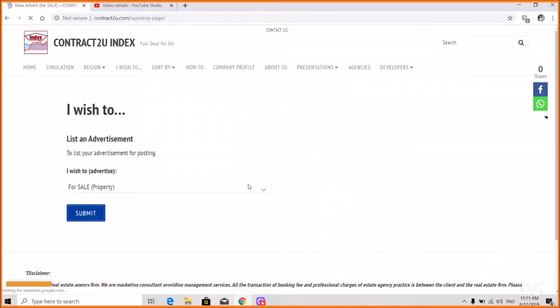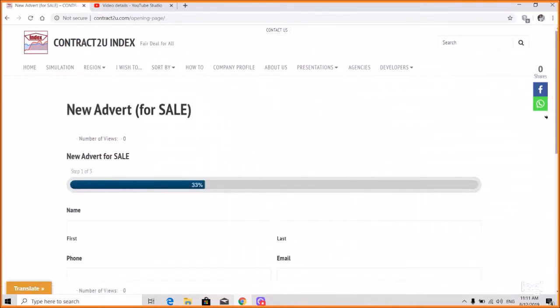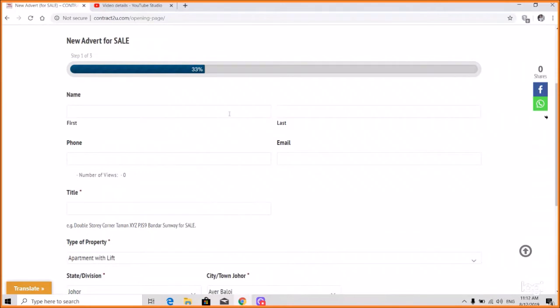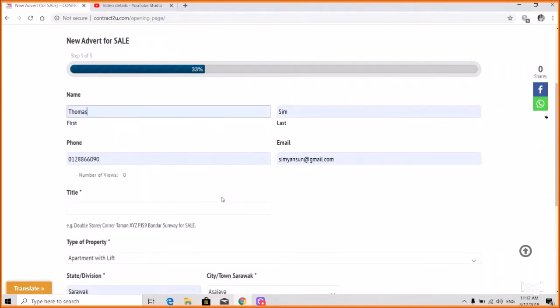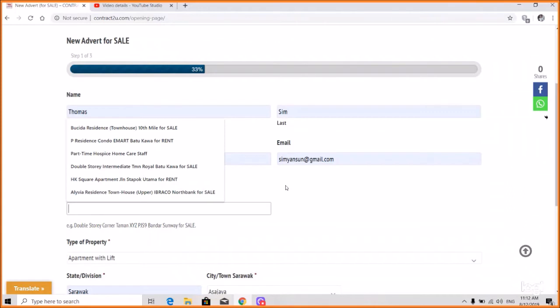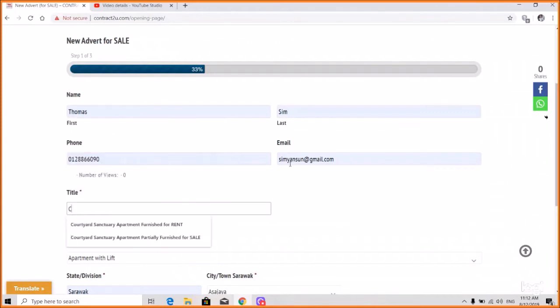So we can choose for sale. In this case, we choose for sale. In this listing, we will key in the normal scenario, your personal listing. That will be your name, your phone number, your email address, and then the title of your listing. Let us say that we do this listing as condo XYZ sample, and then the area is, for example, Sky Villa MJC, for sale.